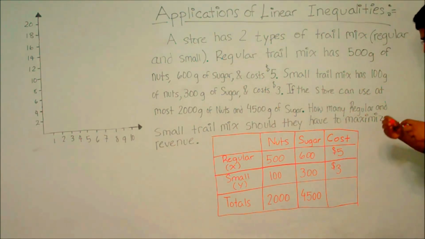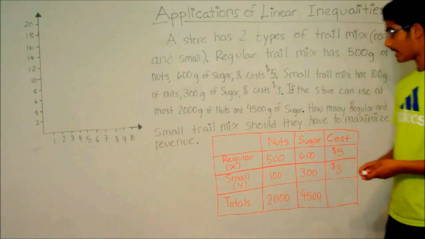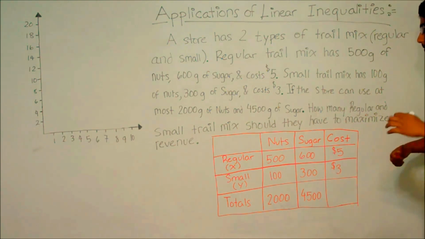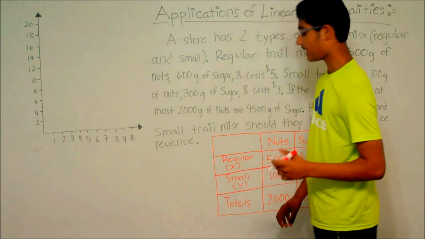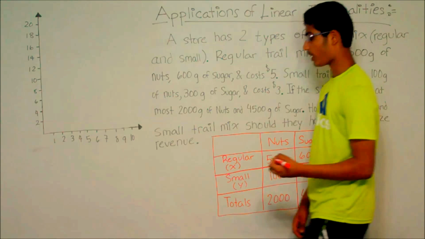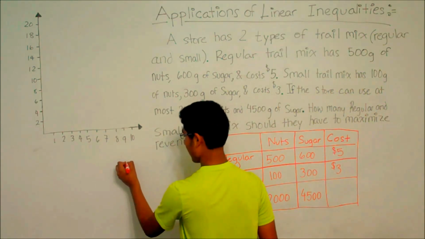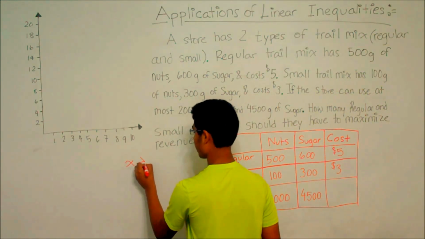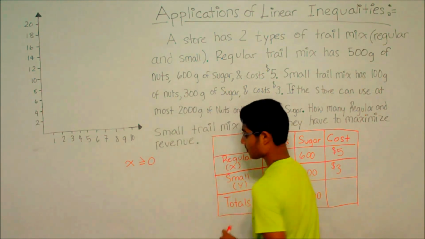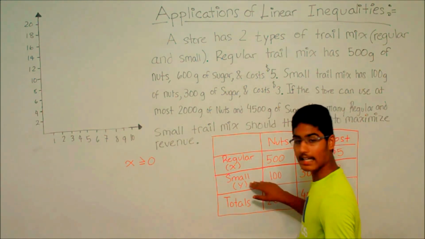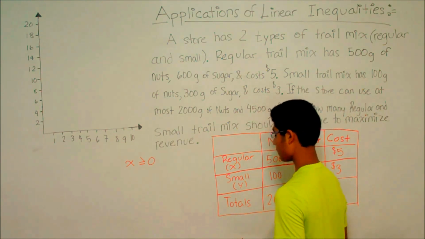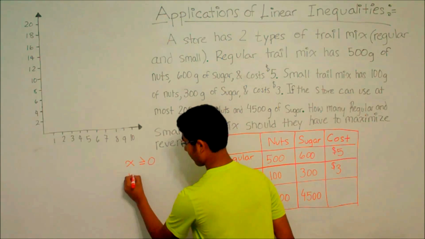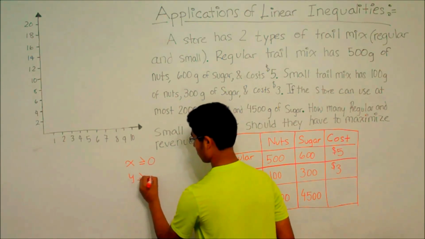So now, the next step is to create conditions that the store has to follow. So we know that the store can't make less than 0 regular trail mixes. So that means that x is greater than or equal to 0. We know that it can't make less than 0 small trail mixes. So that means that y is greater than or equal to 0.